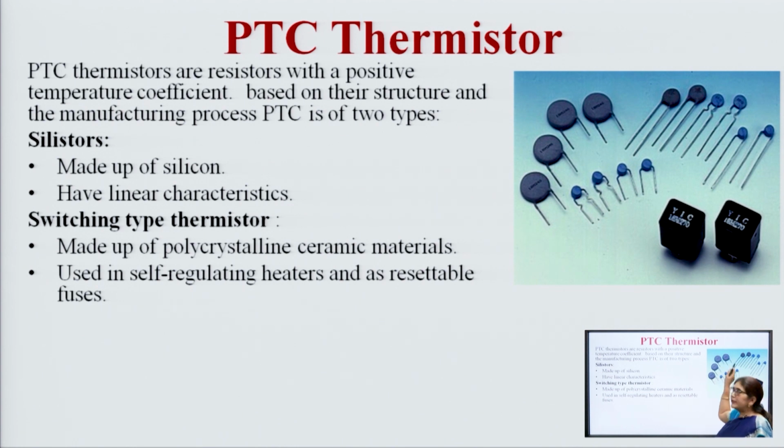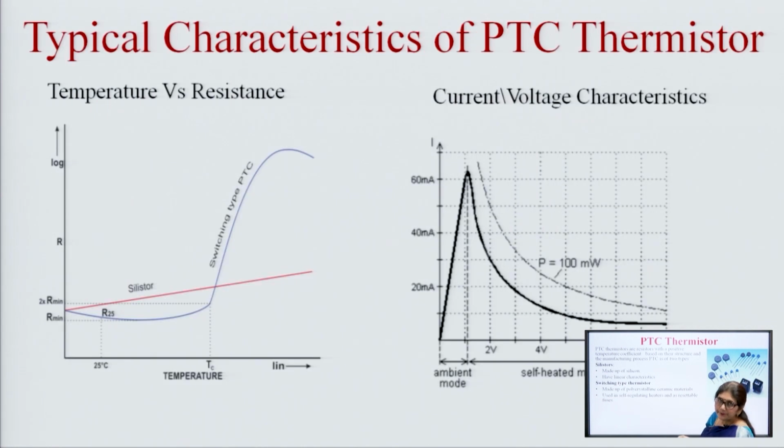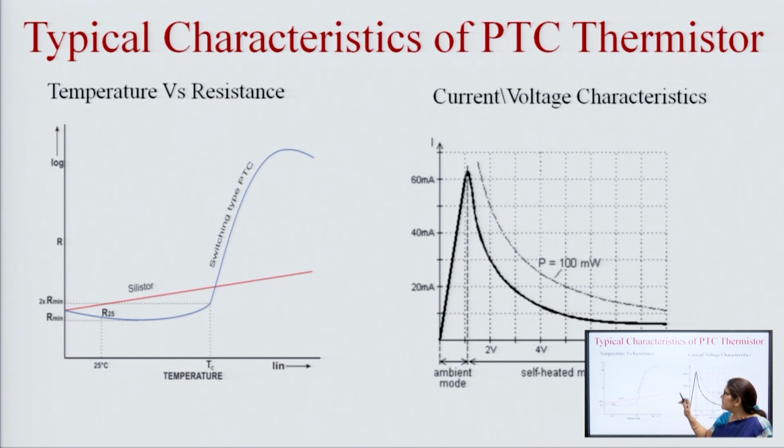We can see in the figure that these are the Celestor type thermistors and these two are the switching type thermistors. These are the typical characteristics of a PTC thermistor. We will discuss two types of characteristics: one is the temperature versus resistance characteristic and the other is the current versus voltage characteristic.